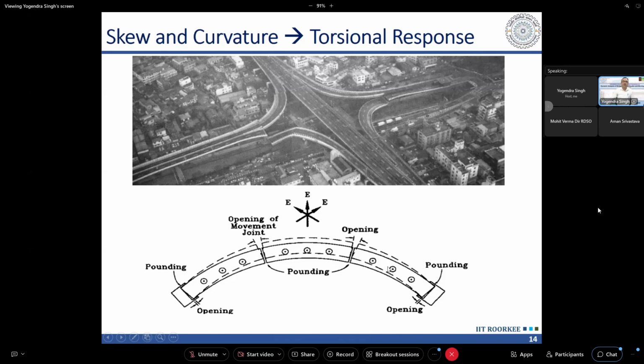But we have to consider the spatial arrangement of the piers and the superstructure, so that when it is subjected to earthquake motion, its torsional motion, that is the rotation about the vertical axis, is also simulated during earthquake analysis.